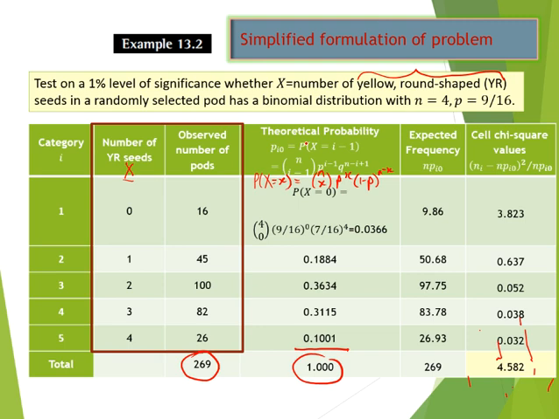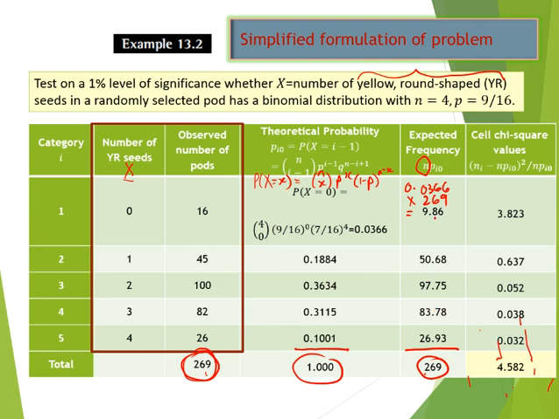Then you can get your expected frequencies. It is the total of your frequencies, so 269, times the given probability. So 0.0366 times 269 will give you 9.86. And similarly for the rest, and check that 269 must be the total. Your expected and your observed totals must be the same. Now you can see your expected frequencies are all greater than 5, so you don't need to worry about frequencies being too small.